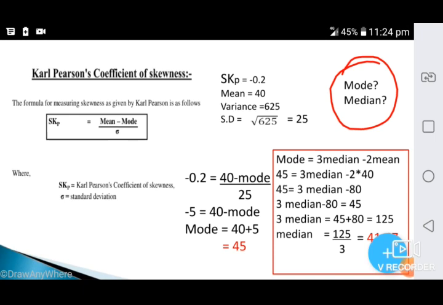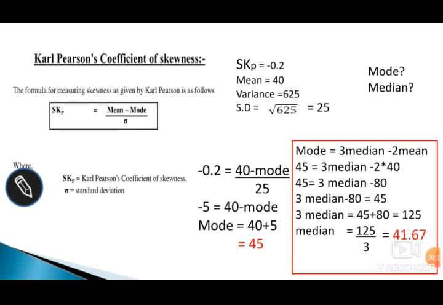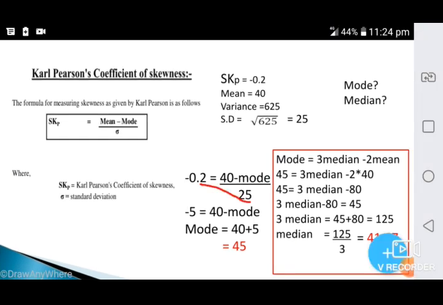Here fit the values into the equation. Karl Pearson coefficient of skewness negative 0.2 equals mean 40 minus mode divided by standard deviation 25. So negative 0.2 into 25, that means negative 5, equals 40 minus mode. Therefore, mode equals 40 plus 5, that is 45.